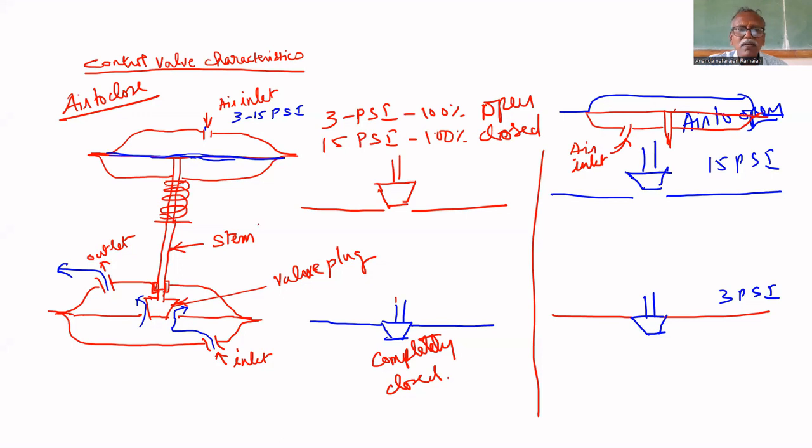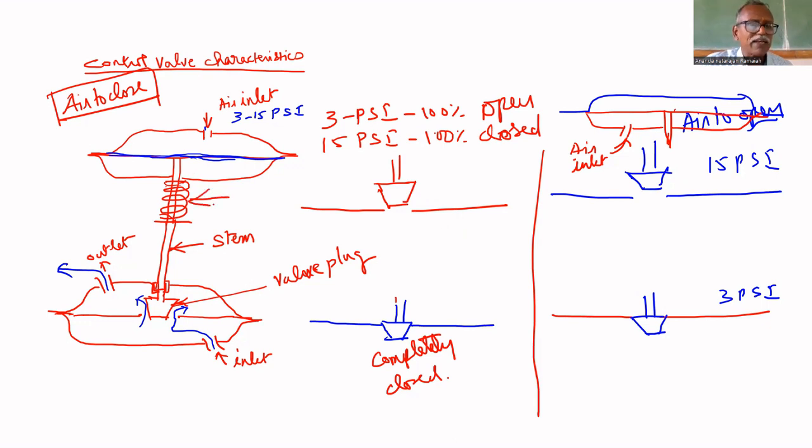The valve plug position will determine whether it is completely open or completely closed. Here, for 3 psi, it is completely open. For 15 psi, it is completely closed. Therefore, air is required to close. That's why this valve is called air to close. Here, for 3 psi, it is completely closed, so we have to lift this plug up so that it will open. Air is required to open. That's why it is the air to open type. Basically two types: air to open, air to close.